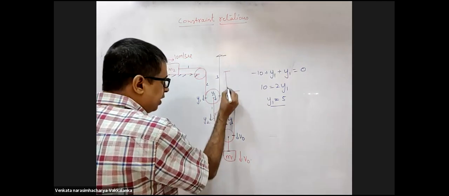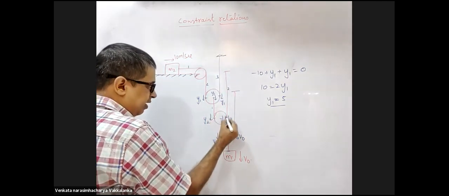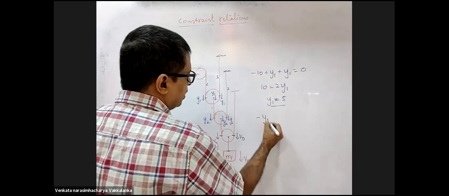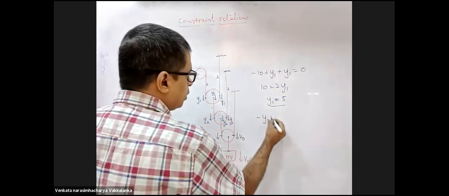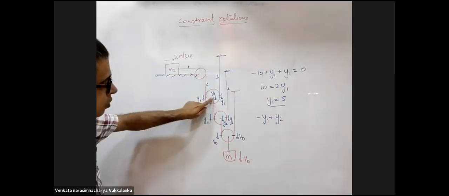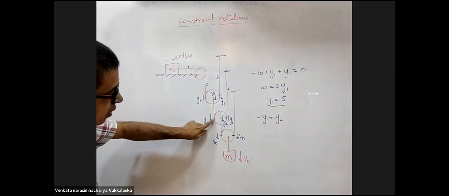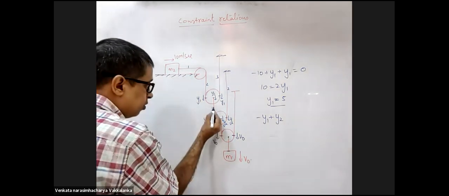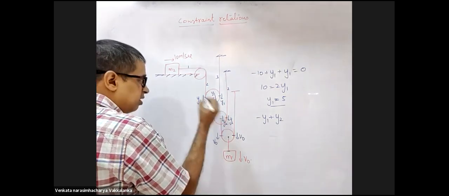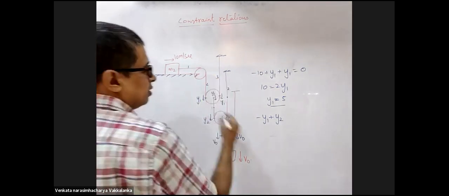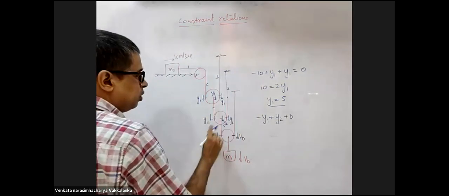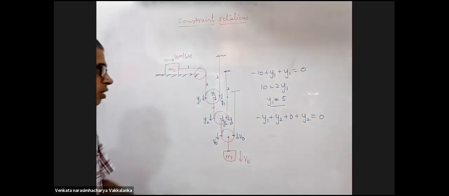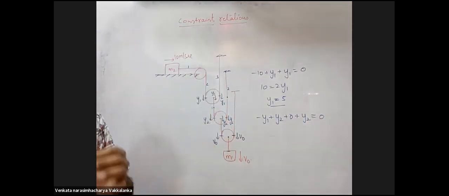Now I come to segment 1 and segment 2 of this second string. Segment 1 is minus y1, segment 2 is plus y2. Y2 is moving away from the center of the segment, y1 is moving towards the center of the segment. The other end is plus y2. Sum total should be 0. All of you verify the second string's constraint.